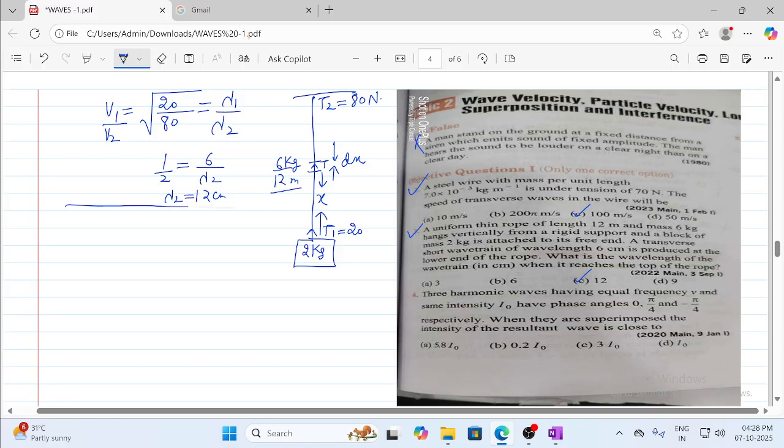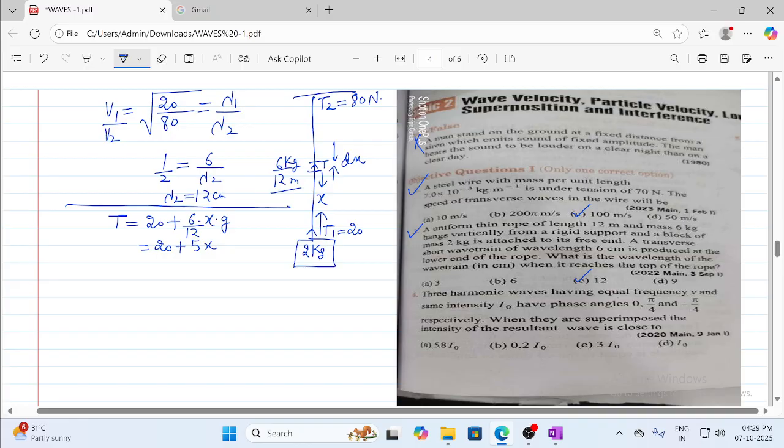If I take the tension there at T, how much will be the tension? 20 plus mass per unit length times g of this, right? So it will be 6 by 12 into g. Got it? So it will become 20 plus 5x, if I take the value of g as 10. Okay, that is the tension.